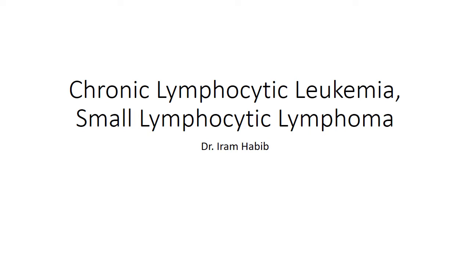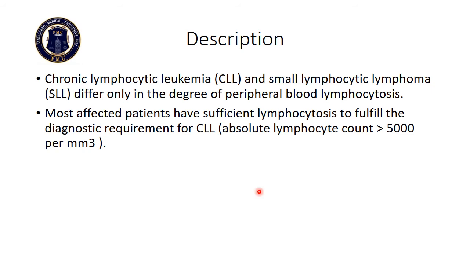Today, our topic of lecture is chronic lymphocytic leukemia or small lymphocytic lymphoma. Chronic lymphocytic leukemia and small lymphocytic lymphoma differ only in the degree of peripheral blood lymphocytosis. Chronic lymphocytic leukemia mostly affects the bone marrow and the peripheral blood picture, while small lymphocytic lymphoma affects the soft tissues such as the spleen and the lymph node. Small lymphocytic lymphoma is also known as the soft tissue counterpart of CLL.